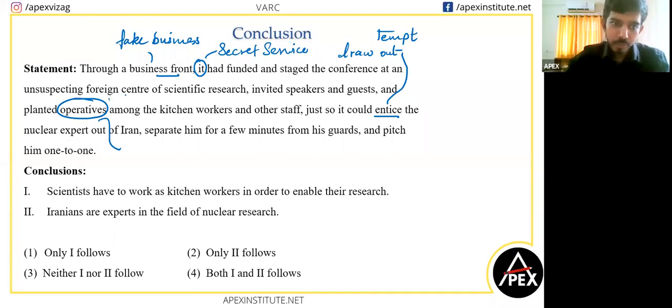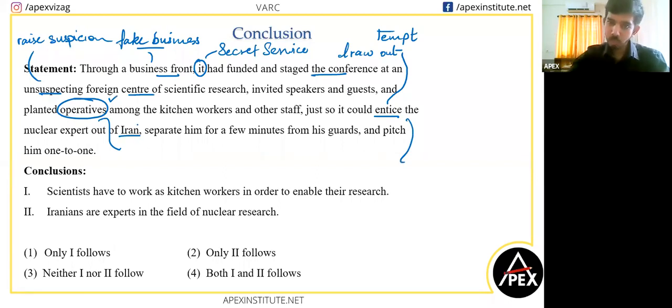So the operatives word suggests that some secret service organization has put up a fake business, arranged a conference at some foreign location. Unsuspecting is not likely to raise suspicion. Yeah, so no doubts will be raised about it being a fake business. So it could entice the nuclear expert. Entice is to tempt or to draw out of Iran. So some secret service organization wants to pull one of the nuclear experts out of Iran, separate him for a few minutes from his guards, and pitch him one-to-one.